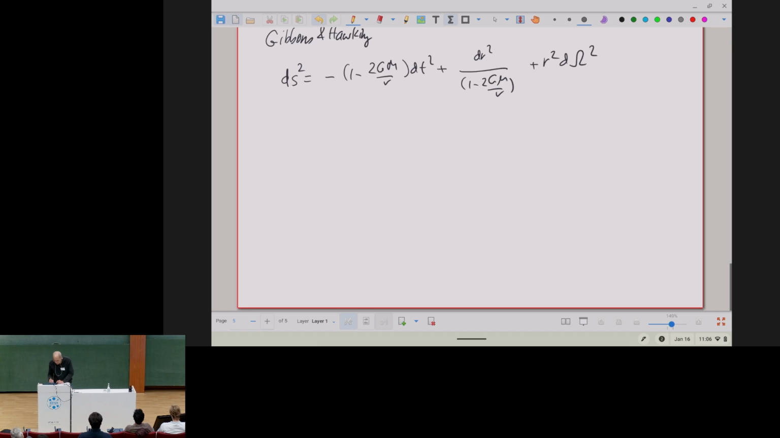and they noticed that if they just continue to Euclidean signature by letting t be minus i t sub e, where t sub e will be my name for Euclidean time, they got a metric which is still real, but now of Euclidean signature. All that happens is that the coefficient of the first term becomes positive.